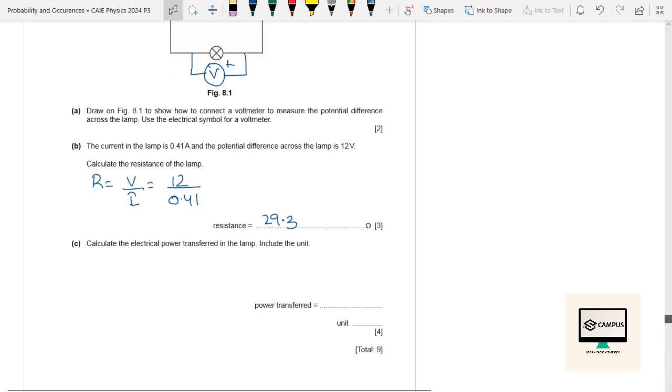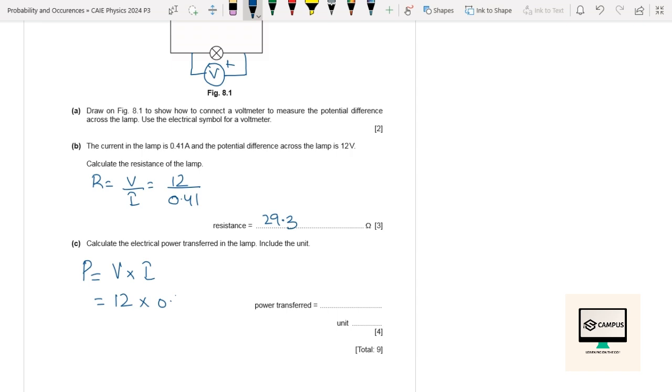Moving forwards, calculate the electrical power transferred in the lamp. Okay, so we can use any formula for electrical power, P is equal to I square R or P is equal to VI. The answer would be the same. Let's use P is equal to V, the potential difference across the lamp, times the current through the lamp. We are given 12 multiplied by 0.41, which is equal to 4.92, and we have to give the unit as well, that's watts.